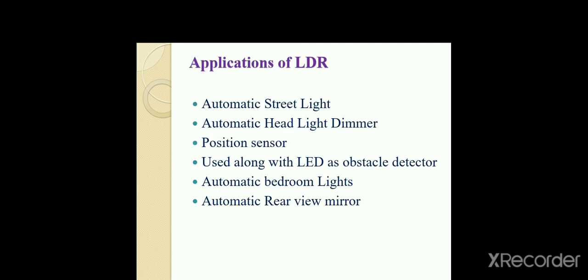What are the applications of LDR? They are used in automatic street lights, automatic headlight dimmers, position detectors or position sensors, along with an LED as an obstacle detector, automatic bedroom lights, and automatic rear view mirrors. So this is all about the LDR, how it works, its features and applications.